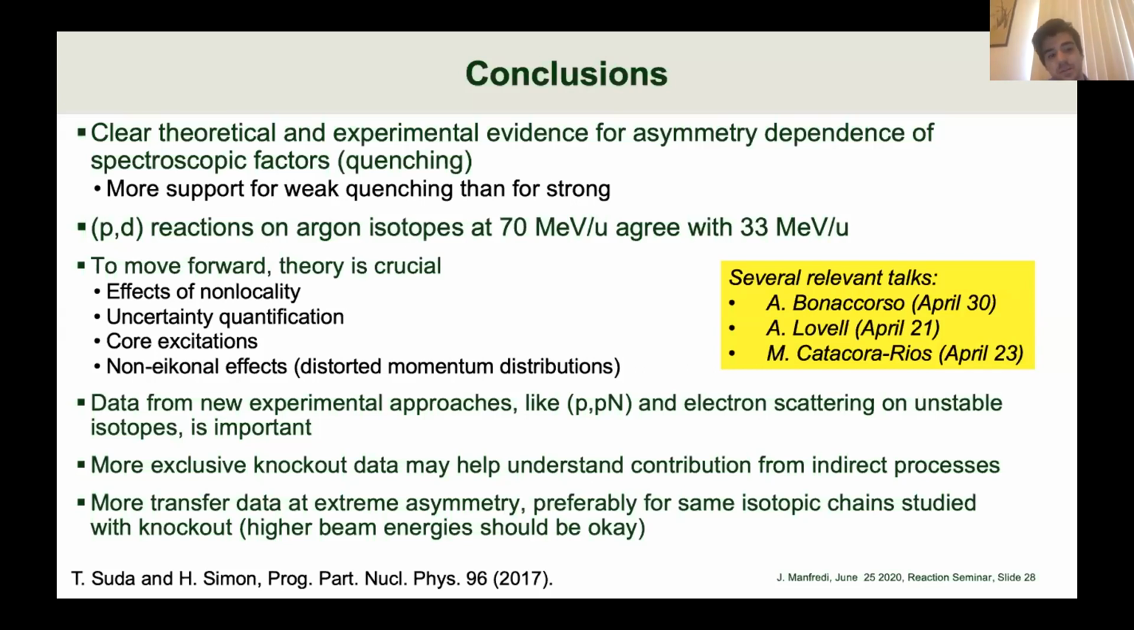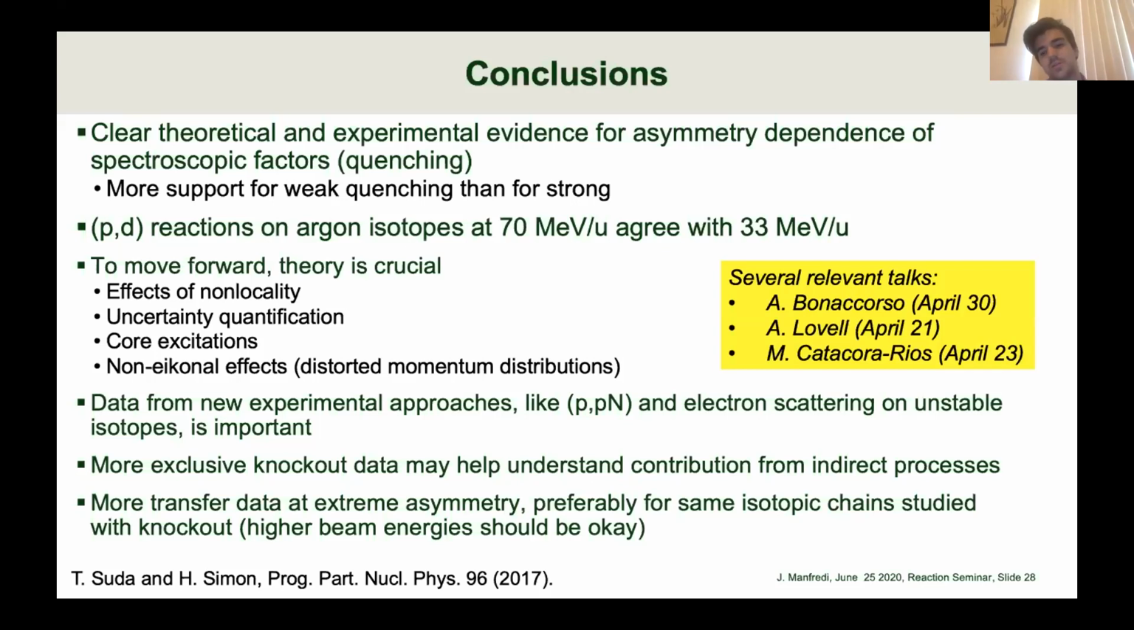Something else I didn't even mention, but is still very important, is uncertainty quantification. There have been two talks in this series about uncertainty quantification, by Amy Lovell and by Kyle Rios, that I encourage you to check out. Then there are the effects of core excitations and the distorted momentum distributions I just discussed. Again, there's the Bonaccorso talk, which covers these non-eikonal effects. And new data from experimental approaches like (p,pn), of which it seems like there's more data coming out every week, which is great, is important to continue to constrain this asymmetry dependence.